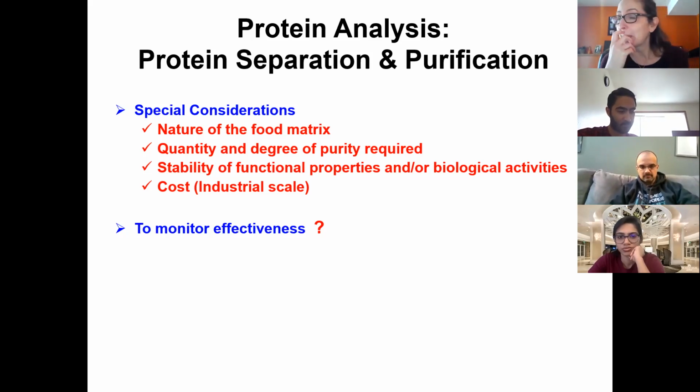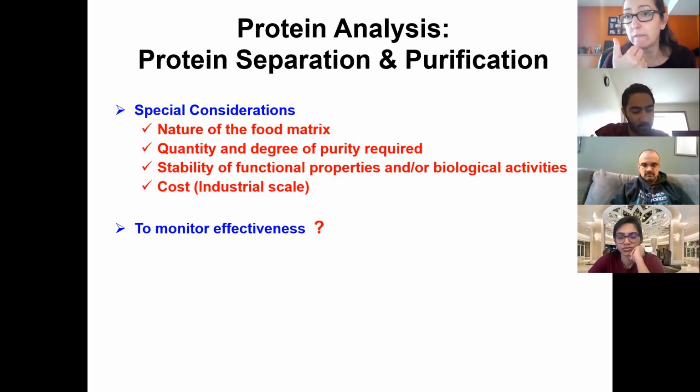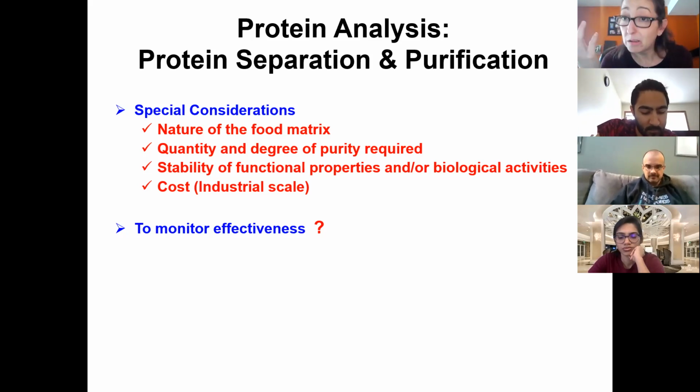Cost is very important for industry. What kind of procedure can be scaled up so that it does not involve a lot of waste, a lot of use of energy, a lot of use of water, a lot of use of chemicals? So I need to find the most appropriate method of isolation that would be cost effective and scalable.